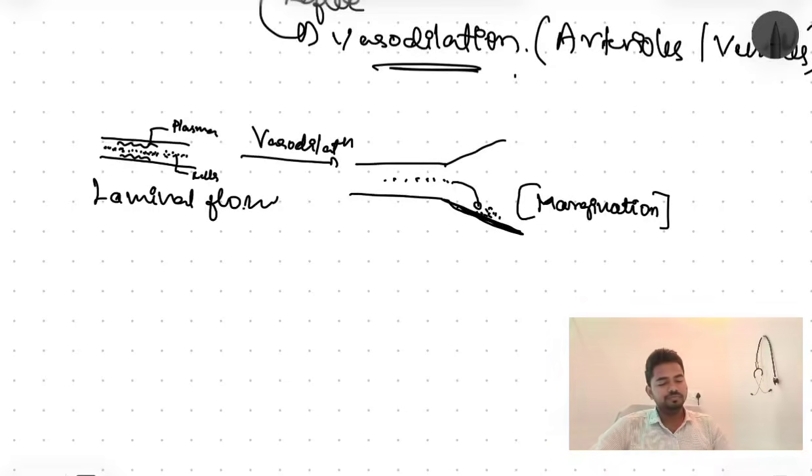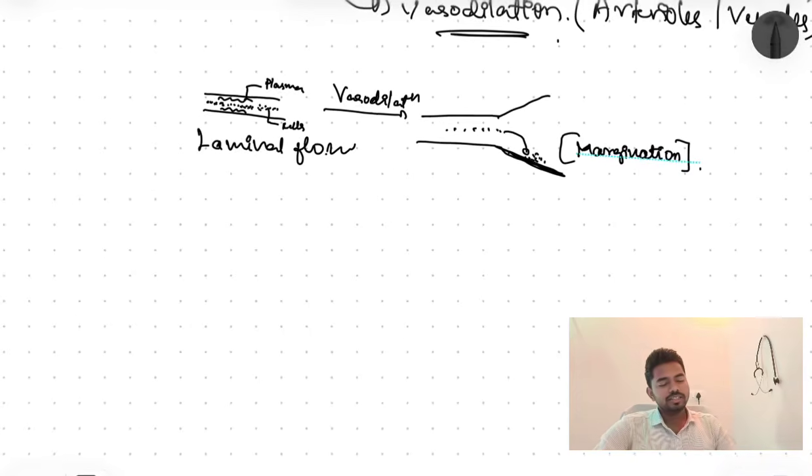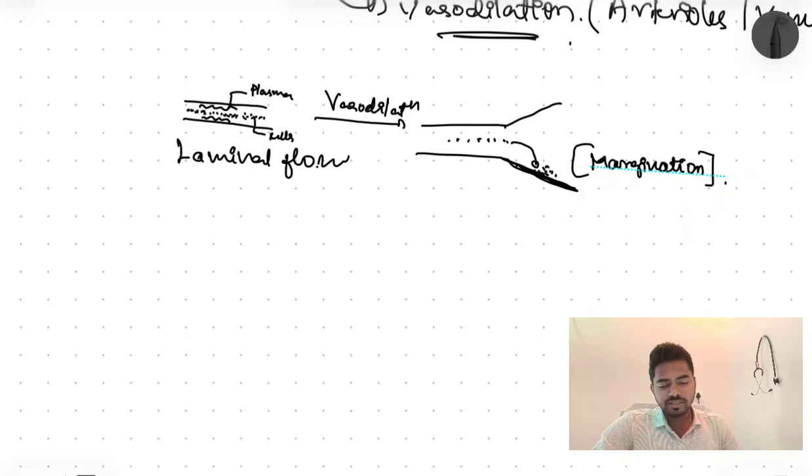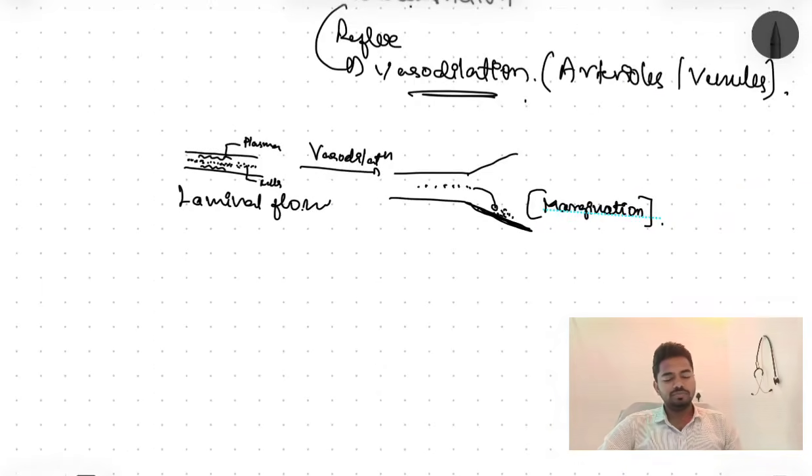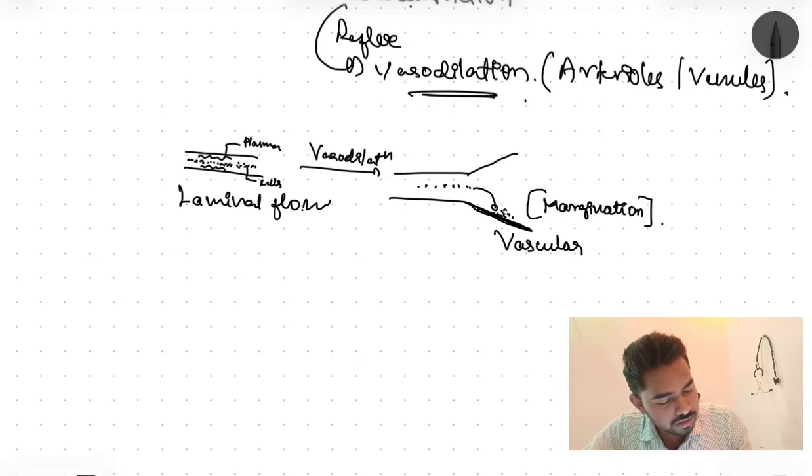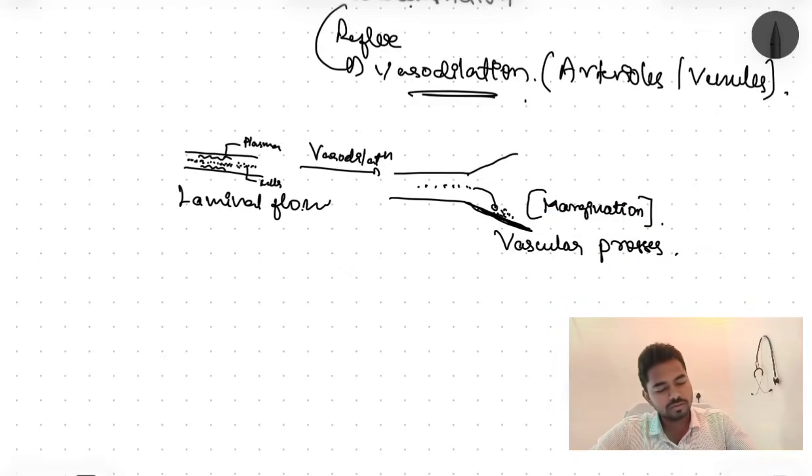Margination. Remember this, guys. We'll study this again in cellular changes also, but remember this: margination is a vascular process. It's not a cellular process. It's a vascular process.